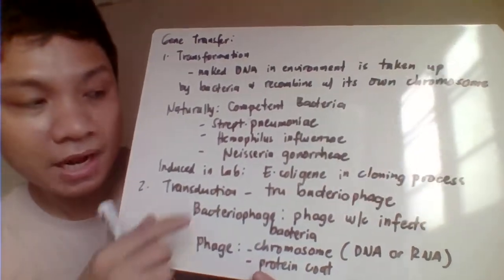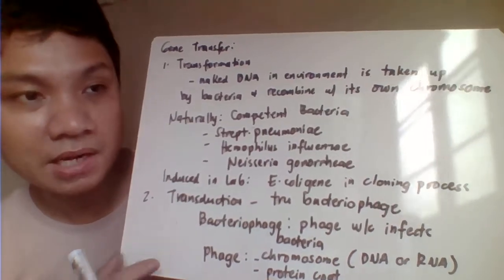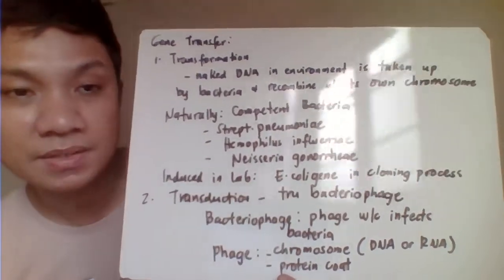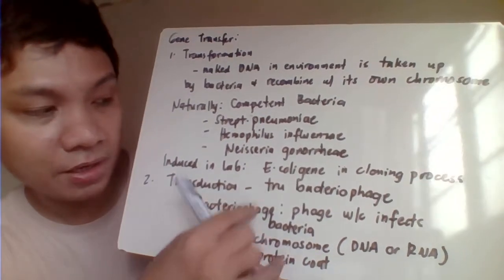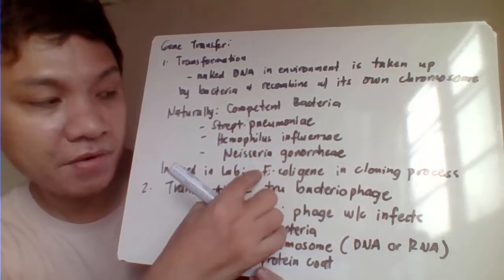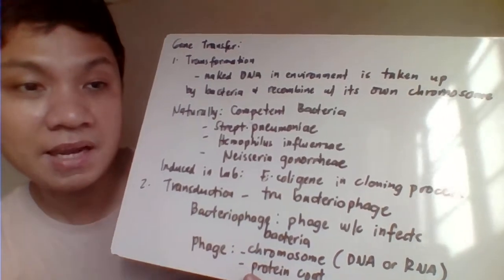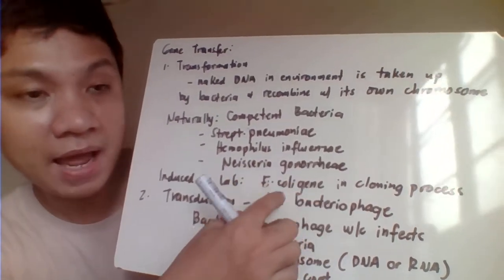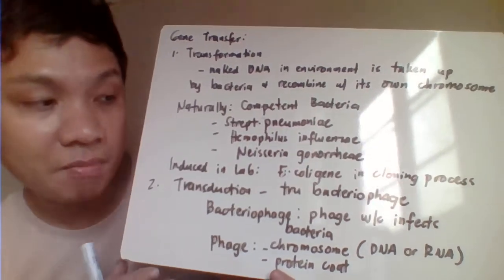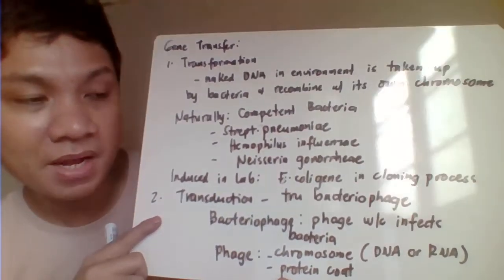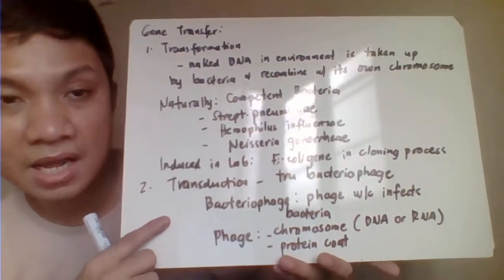In the laboratory, however, we could also induce the transformation process through cloning. For example, for a gene coming from E. coli, you can insert naked or foreign DNA from E. coli by the process of transformation. Okay, the next process of genetic recombination is transduction.